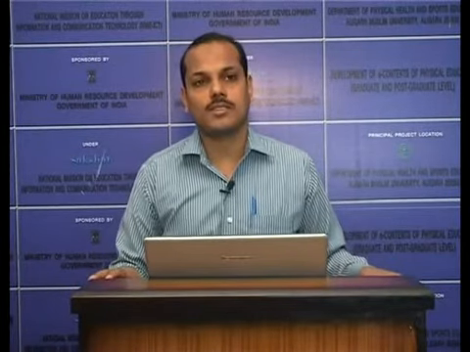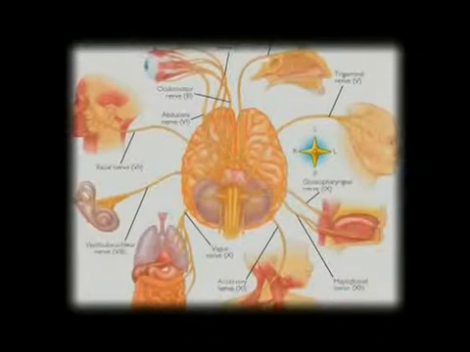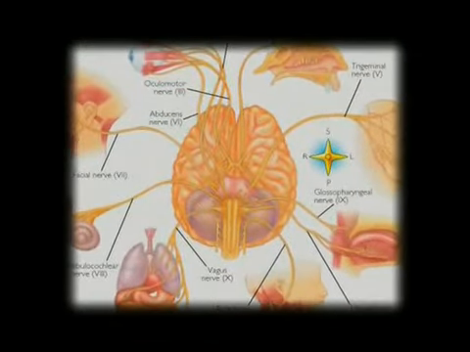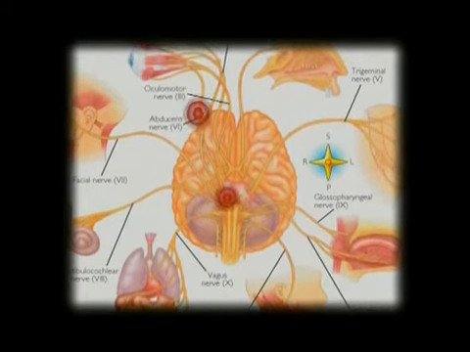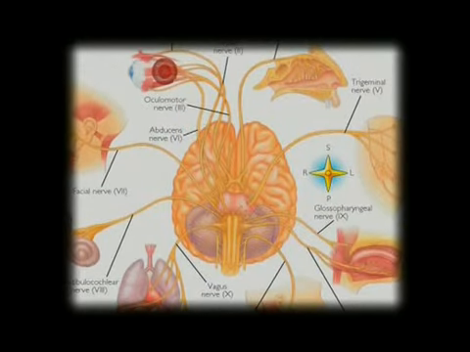Cranial nerve number 6 is the abducens nerve. It originates from neuron cell bodies located in the ventral pons, and the abducens nerve carries somatic motor innervation to one of the extrinsic eye muscles, the lateral rectus muscle.